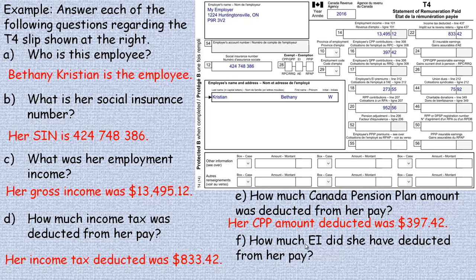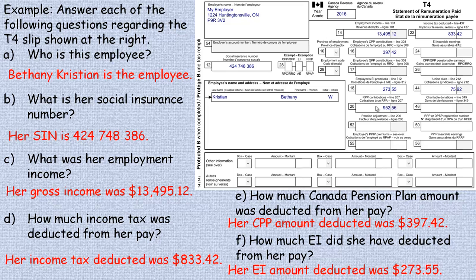And last, how much EI? EI stands for Employment Insurance. And that would be $273.55. Employment insurance is a fund employees pay into so that if you lose your job, you have some income for a little while until you get another job. It doesn't last for years. It usually lasts for several months.